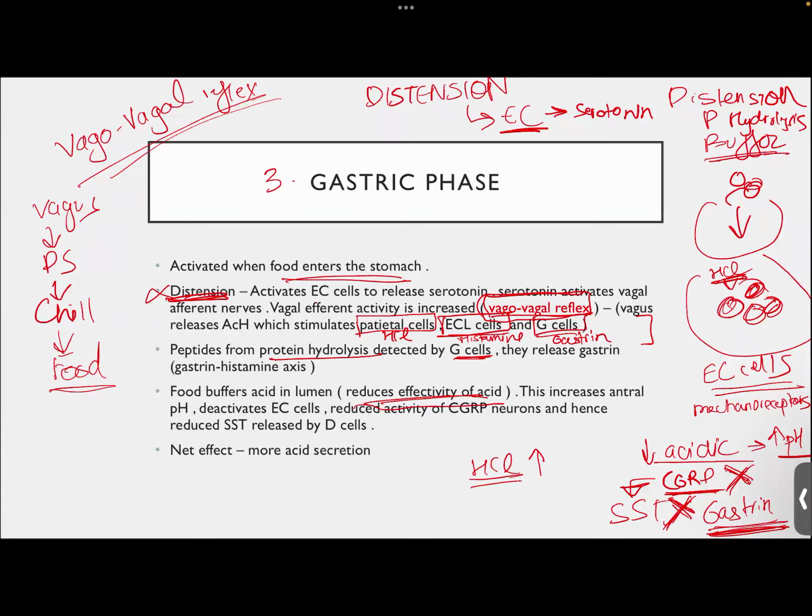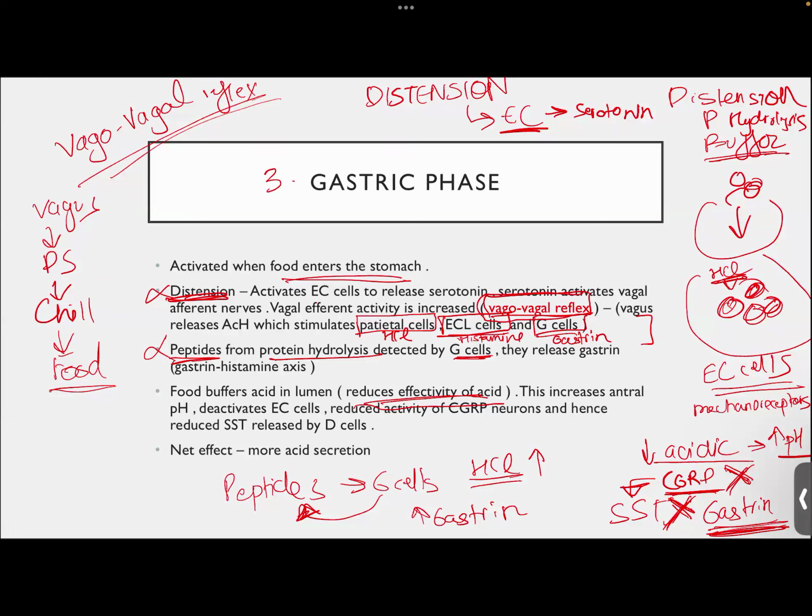The second thing is peptides. So, you know, we have proteins when we eat, and the proteins are broken down by pepsin, right? The pepsin breaks it down into peptides. And these peptides are sensed by G cells. So the peptides and G cells have a connection. When the G cells identify that there's peptides in the stomach, it's going to increase gastrin. And what happens when you have an increase in gastrin? Gastrin-histamine axis increases, which means you have more gastrin and more hydrochloric acid. So that's two things out of the way. We did peptide and we did distension.